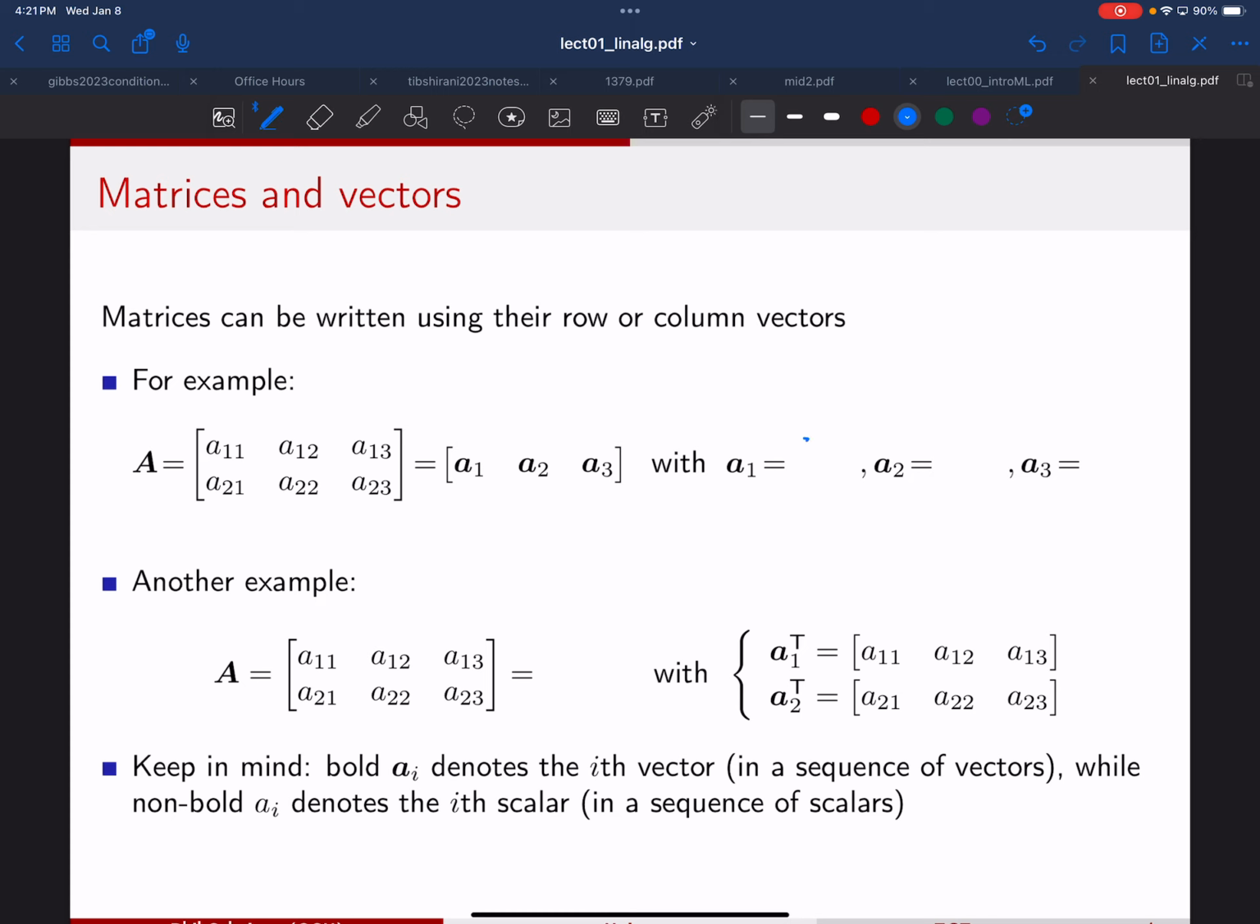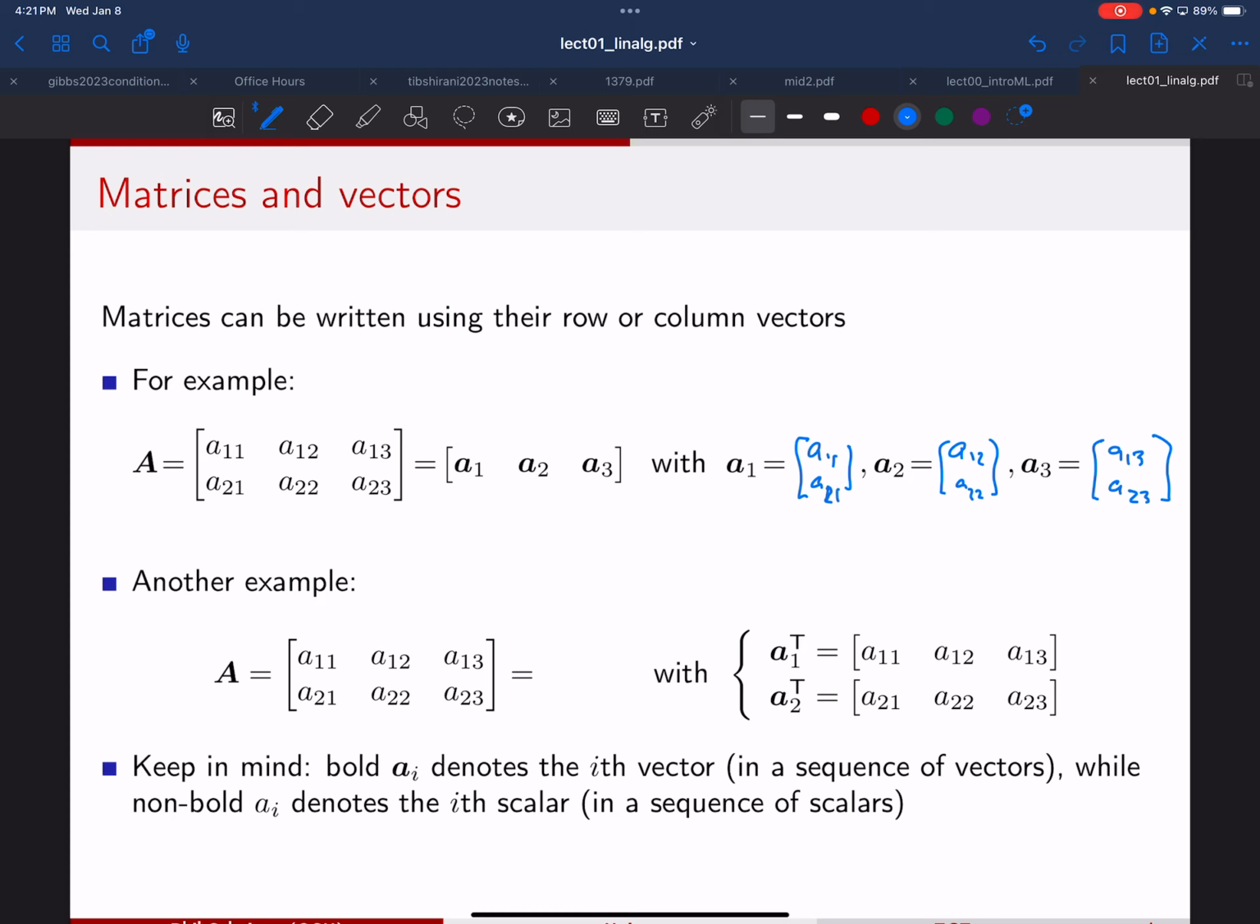Okay, so in other words, A sub 1 we said is A11, A21, vector A2 is A12, A22, and vector A3 is A13, A23. Okay.